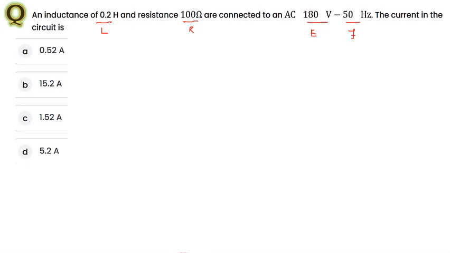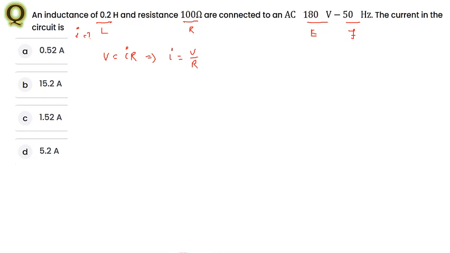What they are asking here is the current in the circuit, so the I value. So I is equal to what? According to Ohm's law, hope you know about this one, V is equal to I into R. From here, current I is equal to V divided by R. Already I told about this one.